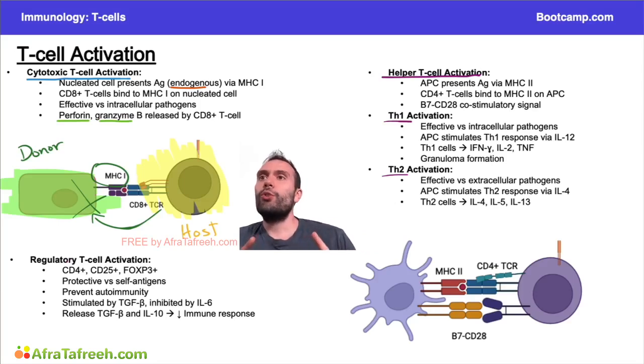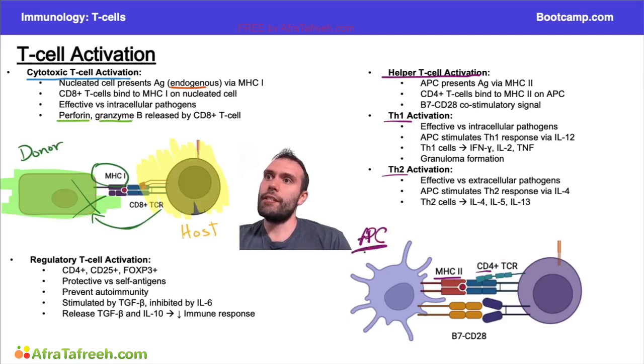But what I just told you earlier, and again, we're just adding layers to this, is that usually when you're talking about T helper cells, number one, this is CD4 positive, meaning that there's going to be MHC2 binding to CD4 positive T cell receptors, and this is usually going to be from an antigen presenting cell, right?